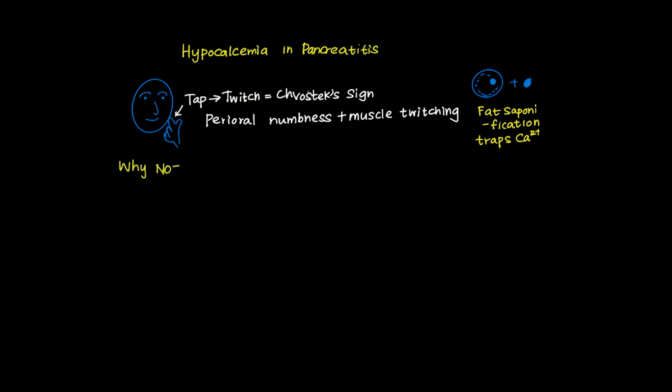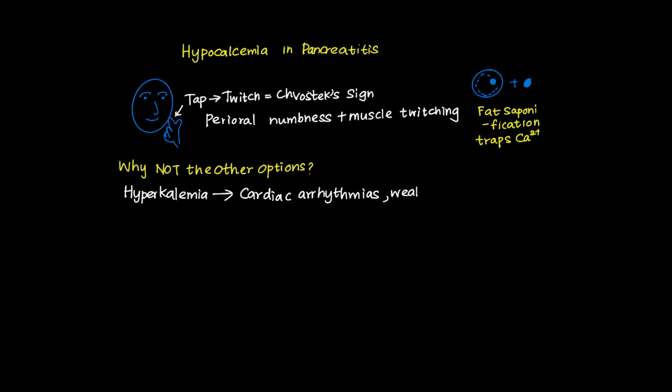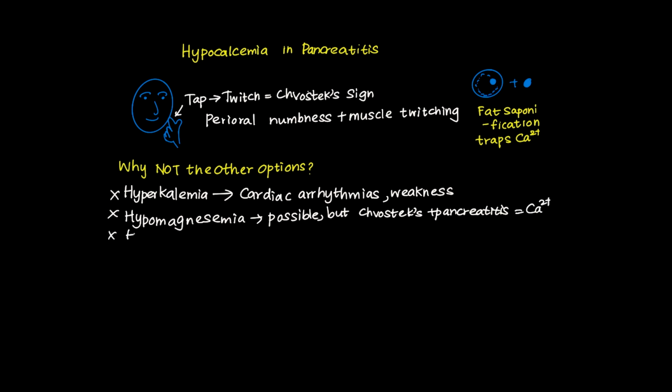Now, hyperkalemia doesn't fit here because potassium problems show up as cardiac dysrhythmias and muscle weakness, not facial twitching from nerve tapping. Hypomagnesemia can cause neuromuscular irritability too, but Chvostek's sign combined with pancreatitis screams calcium, not magnesium. And hyponatremia from aggressive hydration would present with confusion and headache, not this specific twitching pattern.